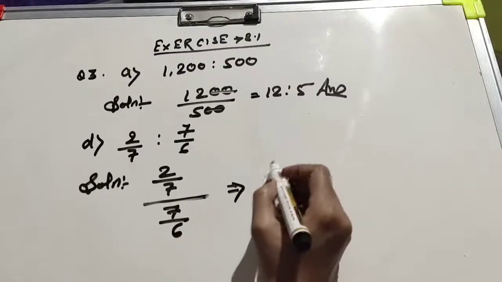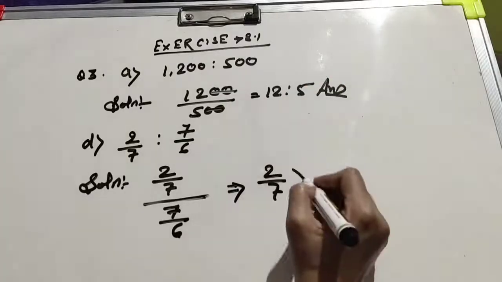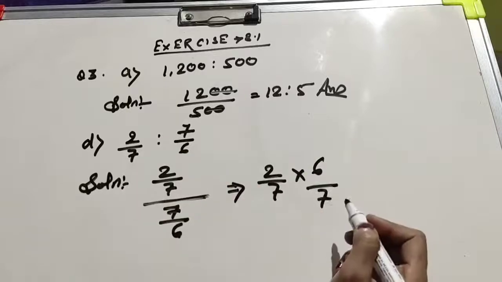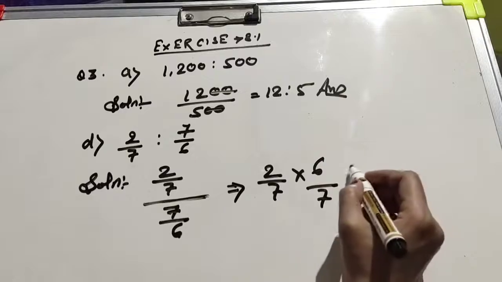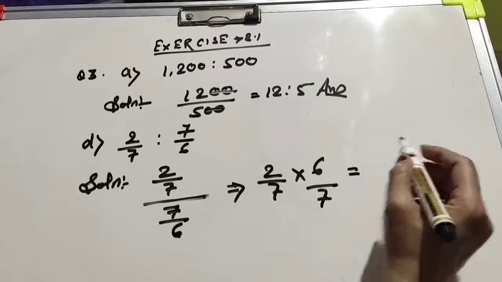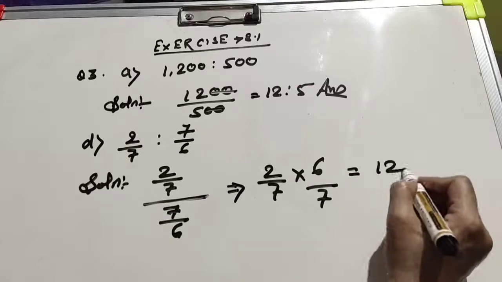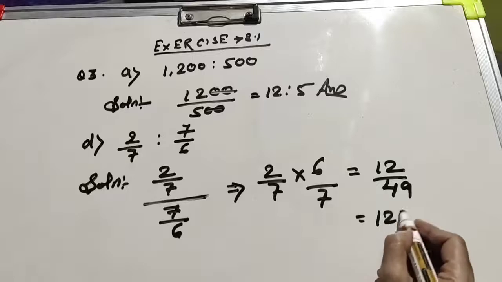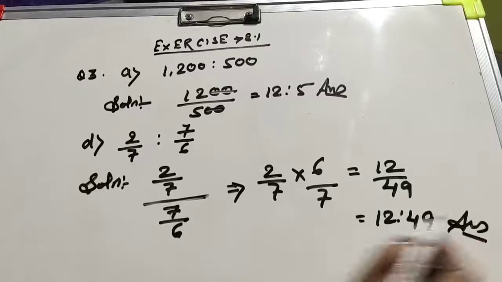Now solve it. 2 by 7, this 6 will be on the upside and 7 will be on the downside. Okay, so is it possible to cut? No, just you have to multiply. 6 2 is 12, 7 7 is 49. It means 12 is to 49 is your correct answer. Understood?